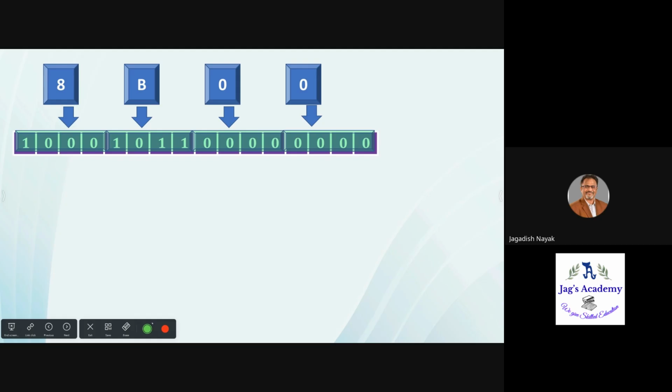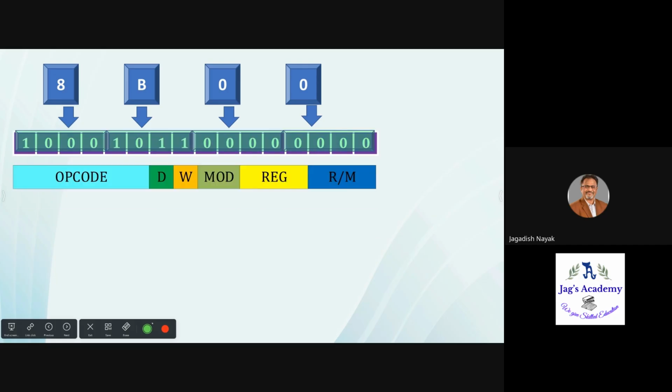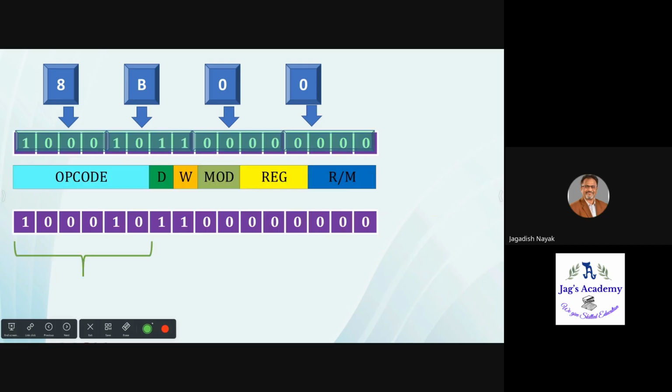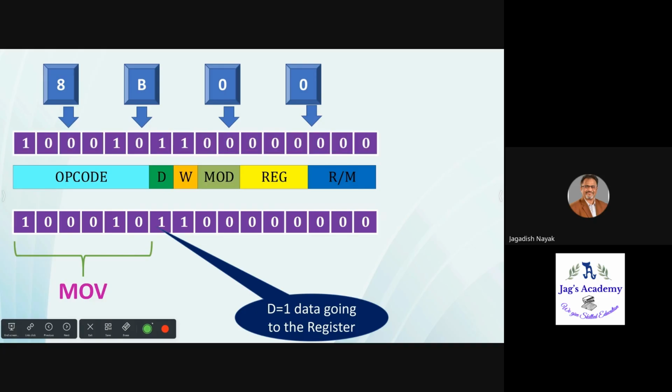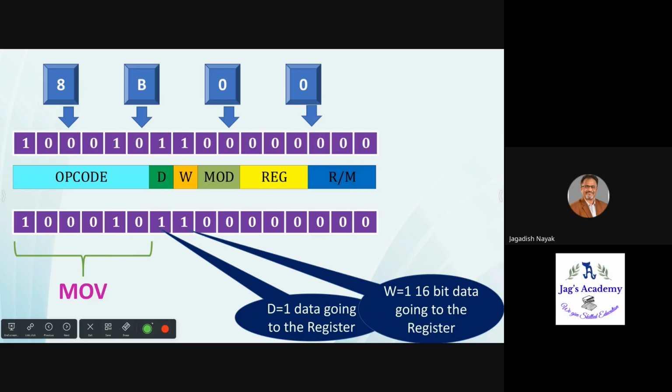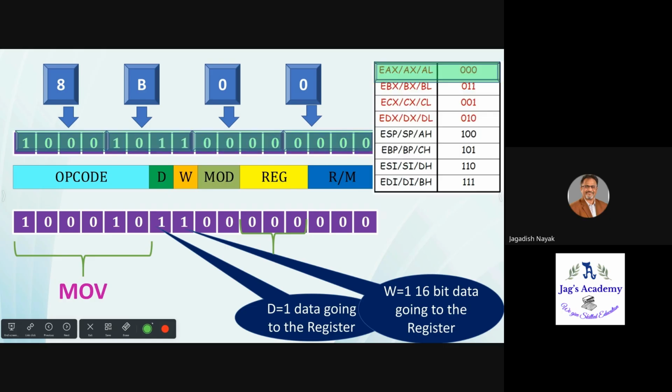Done? Okay. What is the instruction? Opcode is move. Data is going to the register. W is 1. That means 000. Definitely it's going to be AX register. Then you check R by M.